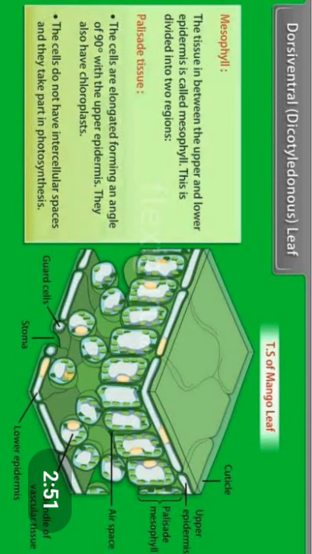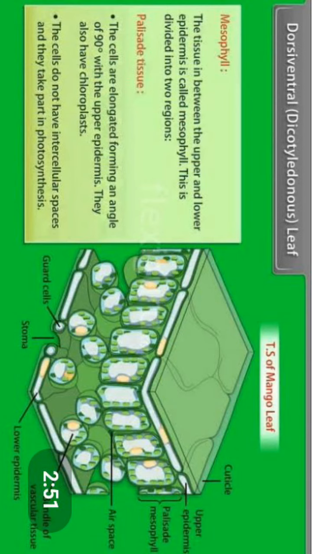The first part of the dicotyledonous leaf is the epidermis. Look at the screen, everybody, students. The epidermis covers both the upper surface and lower surface of the leaf. It has a conspicuous cuticle, right? Here the upper surface is called the adaxial epidermis and the lower surface is called the abaxial epidermis.